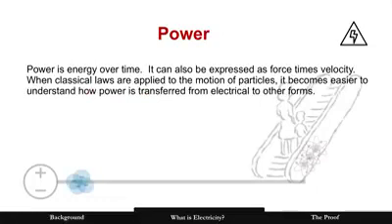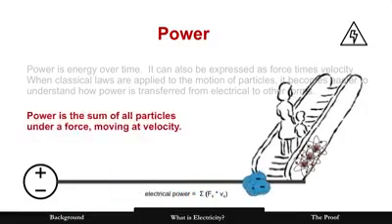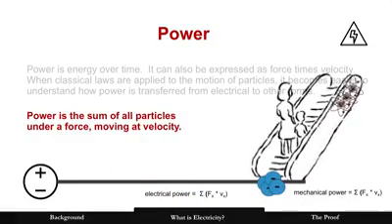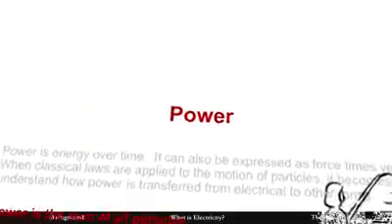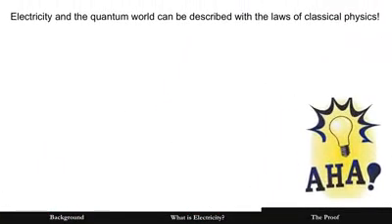Now, power. Power is energy over time. It can also be expressed as force times velocity. When the classical laws are applied to the motion particles, it becomes much easier to understand how power is transferred like this, because the power is the sum of all particles under a force moving at velocity. So we're going to prove this. Right? It's pretty cool, right?